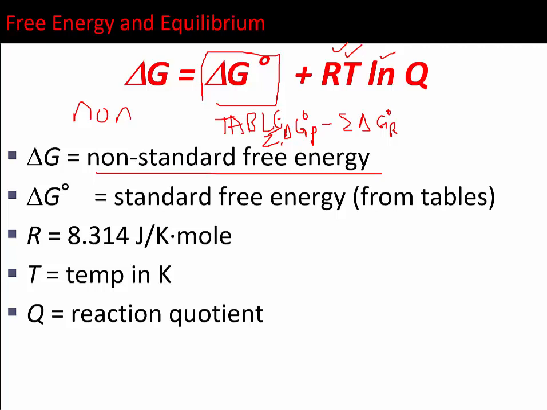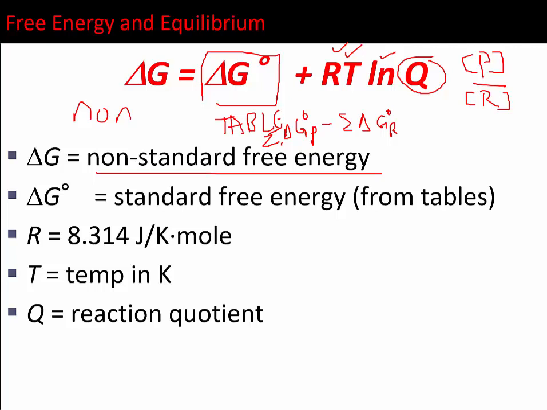And ln of Q, that's just our good old friend products over reactants, the reaction quotient Q. It's that same Q. So what we're doing now is we're tying together our free energy and our equilibrium. So this is really saying why do things happen the way they happen way back in chapter 12? It's because of their free energy. This is what is happening and why you're doing it.